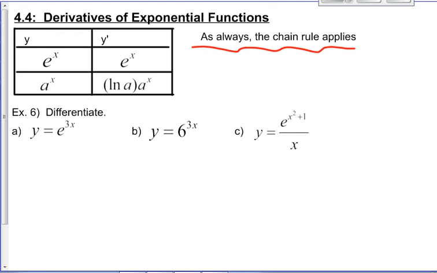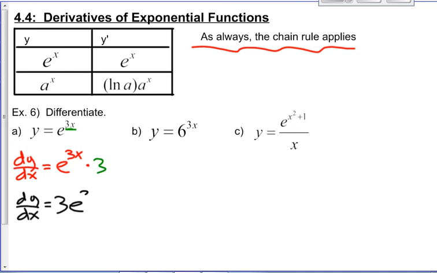Okay, so right here we have y equals e to the 3x. That means its derivative is going to stay the same. e to the x becomes e to the x, so e to the 3x will become e to the 3x. But we also have to multiply by the derivative of that inner part, the derivative of 3x. So it'll be e to the 3x times 3, or by the time we're done, 3e to the 3x.